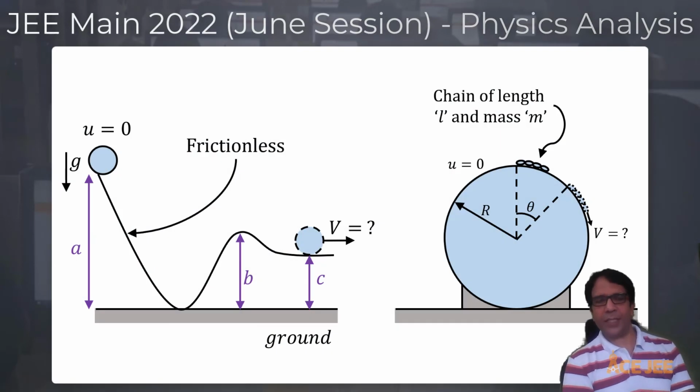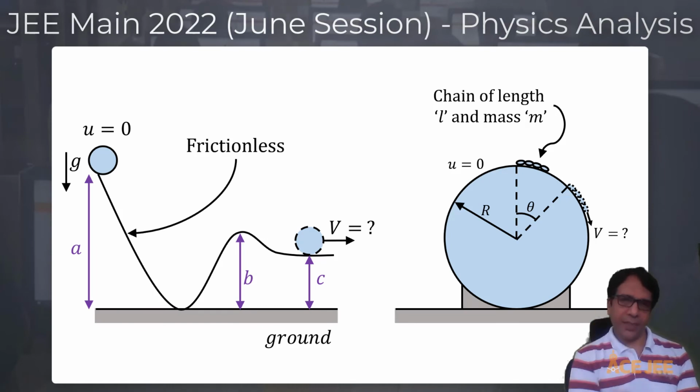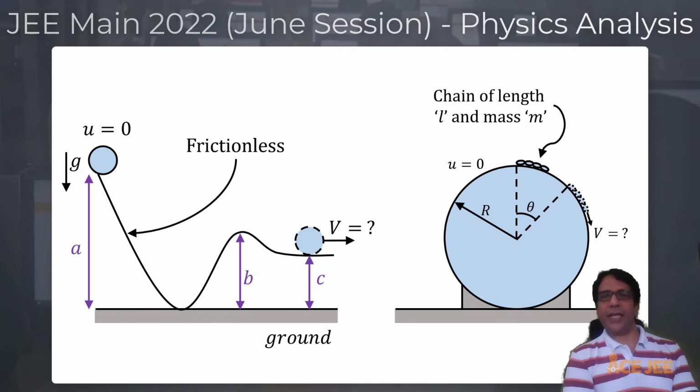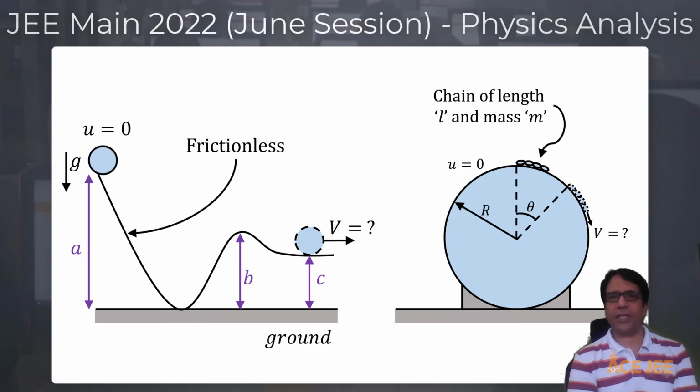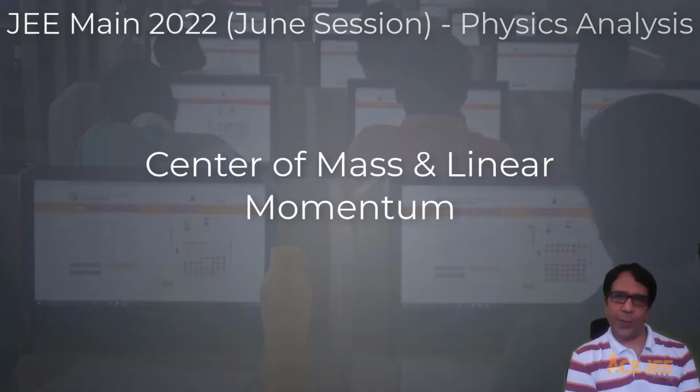So one question that you might want to focus at is the scenario wherein a particle is descending vertically and you will have the gravitational potential energy converted into the kinetic energy. So you will have to use the conservation of mechanical energy to determine the unknown. Moving on to the center of mass and linear momentum.